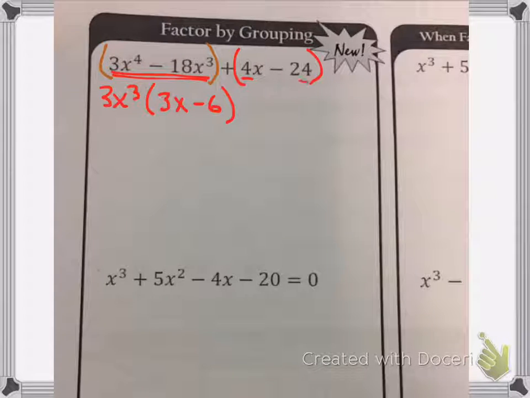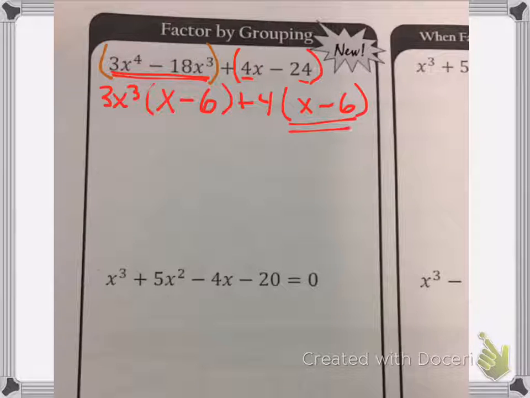And then what do these have in common? These have a 4 in common. So I'm going to factor out a 4, positive 4 even. All right, I noticed right here that I made a mistake. So let's go back and start this one over again so that I can show you what I did wrong here. Okay, when I factor out the 3x cubed here, I'm actually left with x minus 6. I accidentally put a 3 there last time. Then here when I factor out the 4, I'm left with x minus 6.